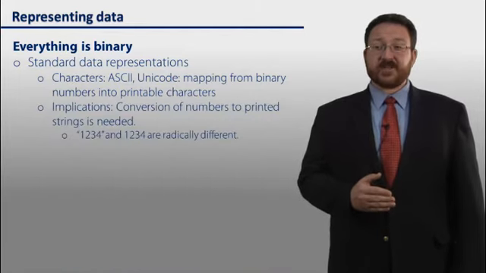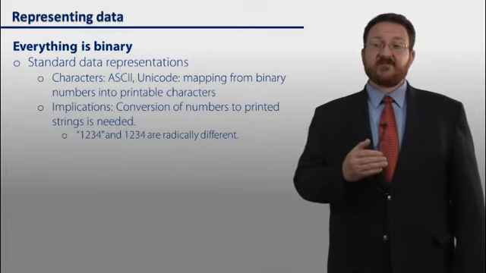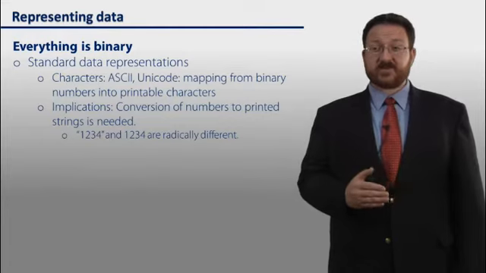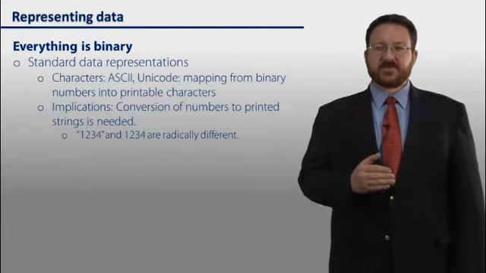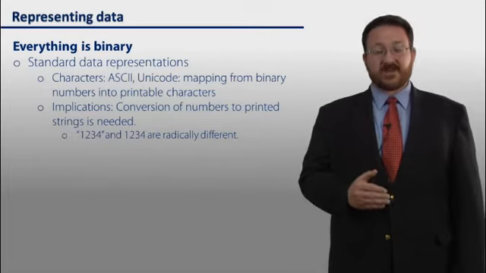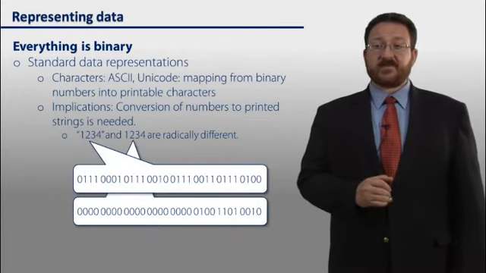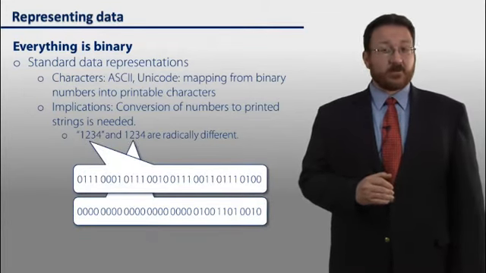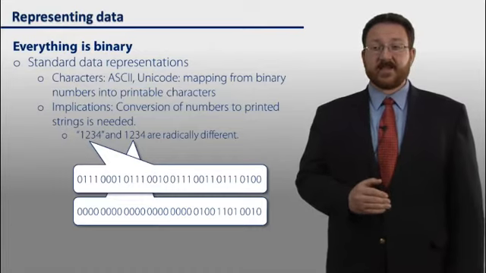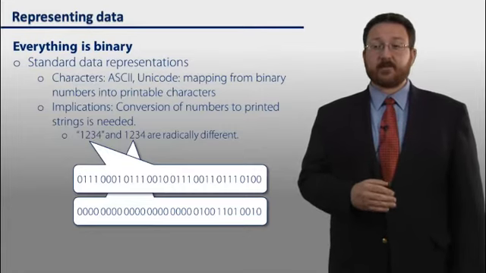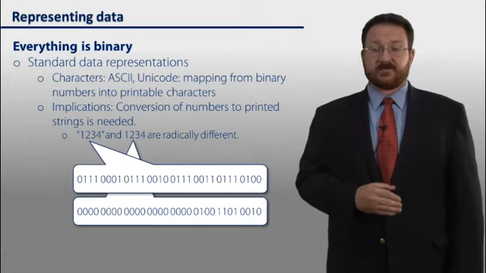So the implication here is that numbers to be printed need to be converted to strings in order to be printed. For example, the string 1234 and the number 1234 have very different representations. The top line is the string 1234, whereas the bottom line is the number 1234. And as you can see, those representations are very different. If we want to print out a number as a string on the screen, we would need to convert from one to the other.